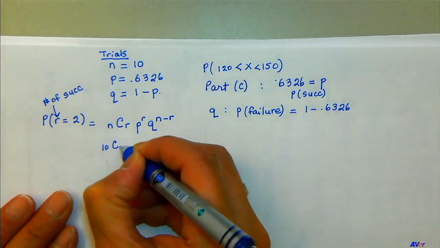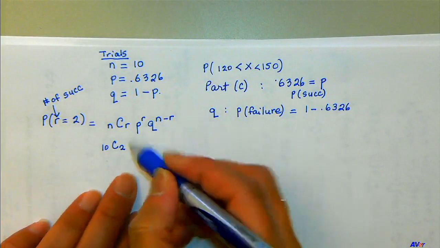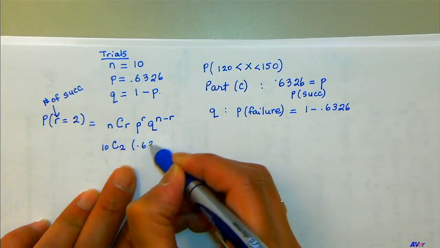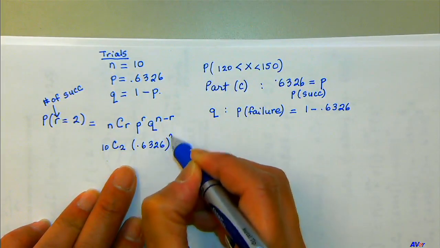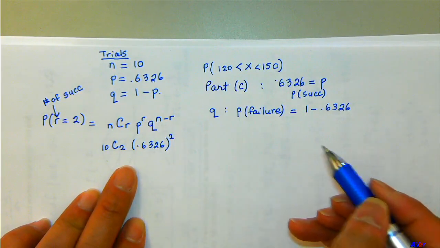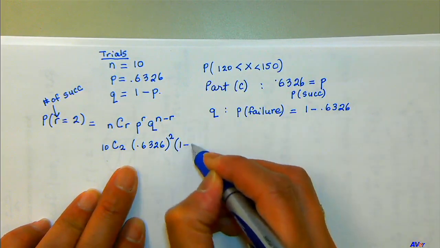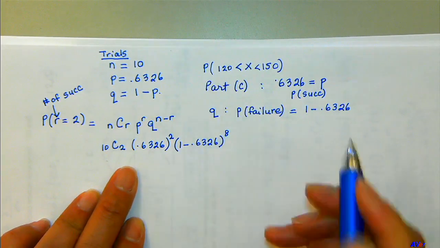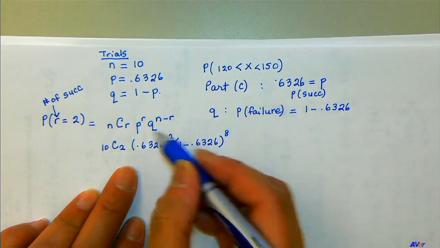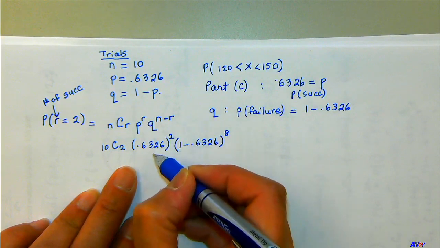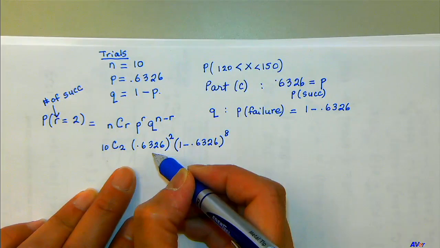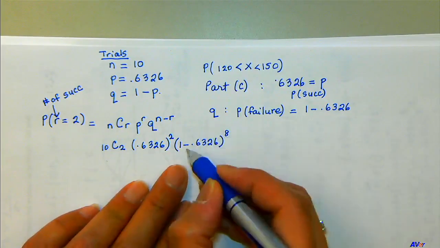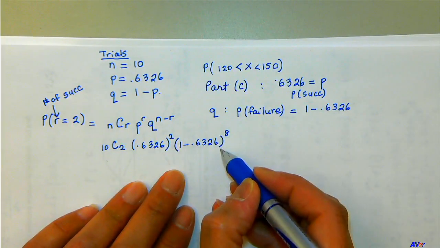Choose 2, 0.6326 to the 2, 1 minus 0.6326 to the 8th power. Because we're saying 2 women do have weights in this category, so I took that probability and raised it to the 2nd power, and 8 women don't, because if exactly 2 do, then the rest don't.